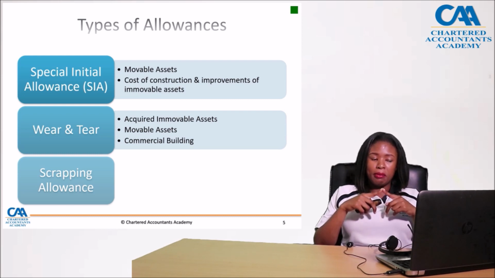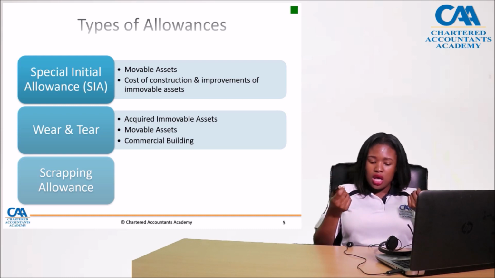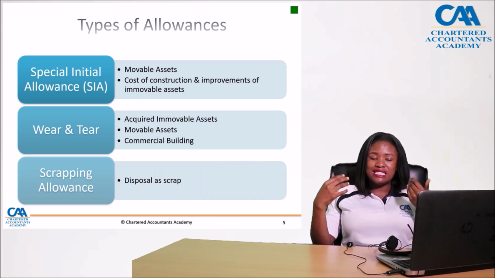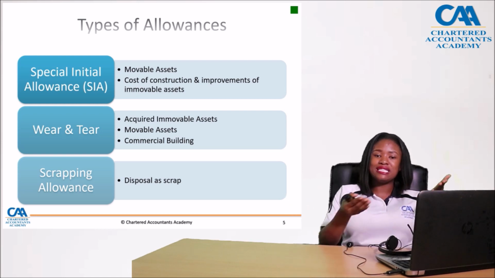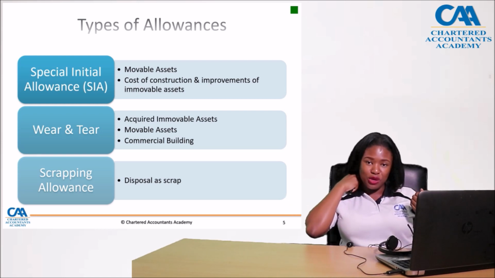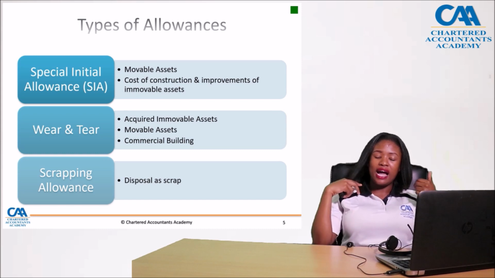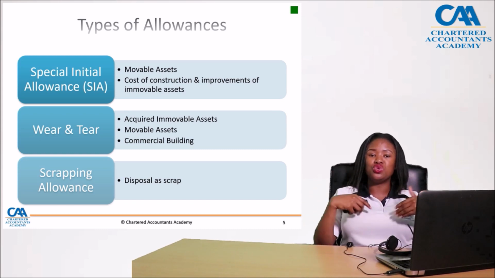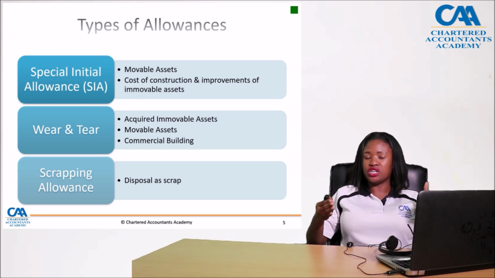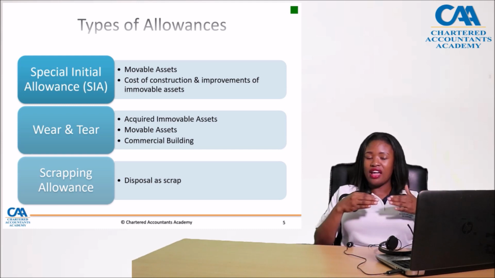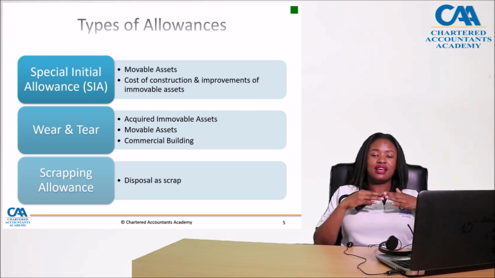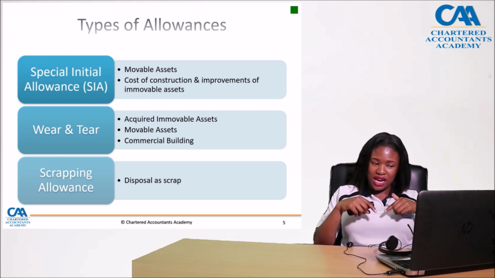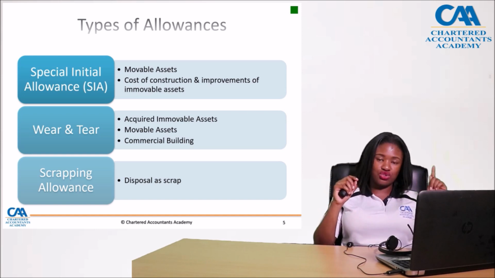Scrapping allowance is whereby you dispose of something as scrap. So if something is now useless to you, for example, let's say this computer that I am using becomes useless to CAA, and they just want to dispose of it just to get rid of it, not to make a profit or anything. If they make a loss out of that, they are allowed to deduct a scrapping allowance. So note this, it has to be disposed of as scrap.